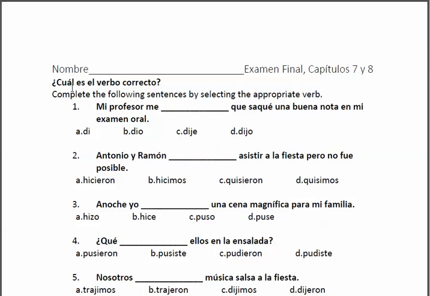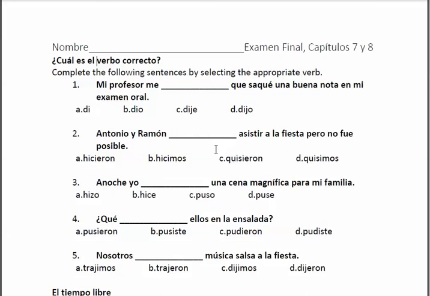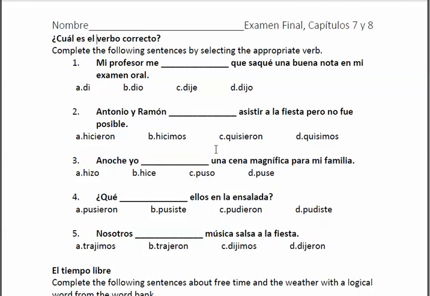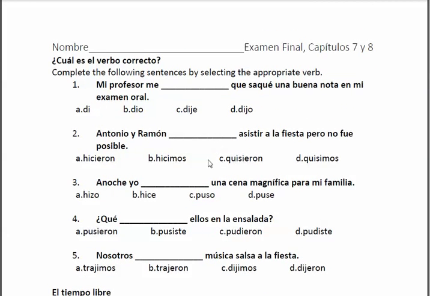You've got a section where it says ¿Cuál es el verbo correcto? You're going to complete the following sentences by selecting the correct verb. All of this is in the preterite, and these are irregular verbs in the preterite. So you need to know what the verbs mean, and then you also need to pick the spelling that matches the subject. Be careful. Remember that sometimes when we talk about giving and we talk about saying something, you're often giving something to someone or saying something to someone. So be careful of these little guys right here.